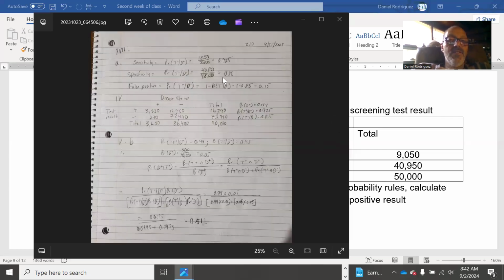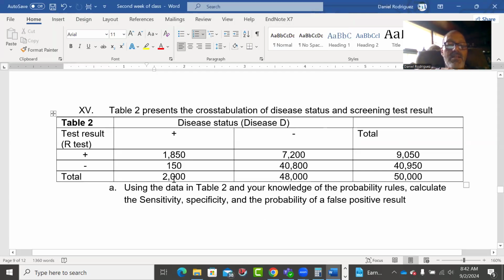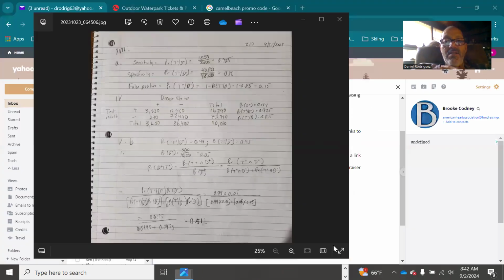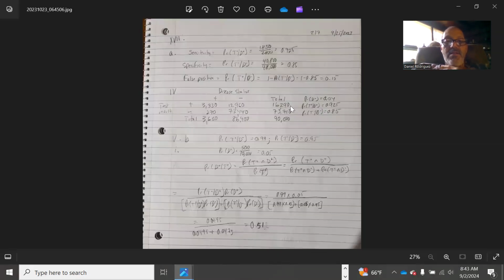All right, so sensitivity. How do we calculate the sensitivity here? That's the probability of testing positive given one is disease positive. We have 2,000 disease positives and 1,850 of those tested positive. So 1850 divided by 2000 would give us the sensitivity, right? Here it is. So we have 1850 divided by 2000, or 0.925.